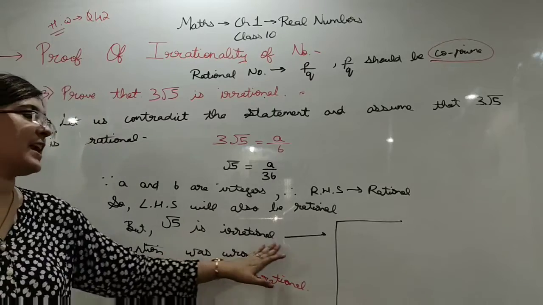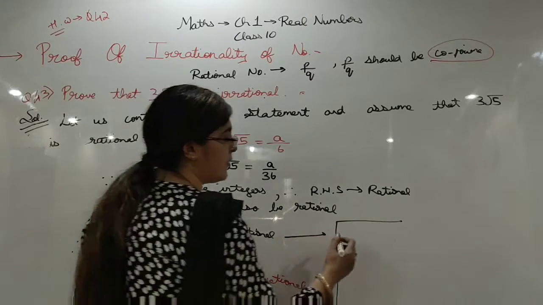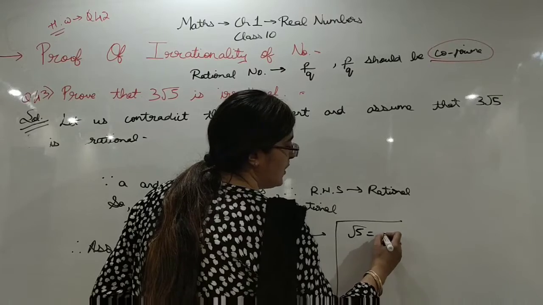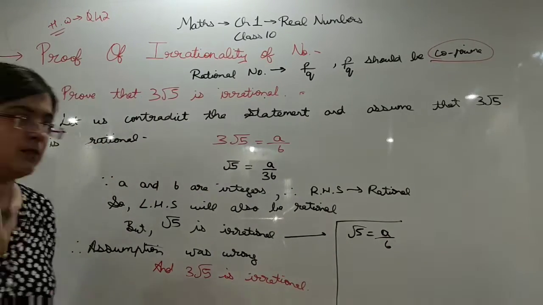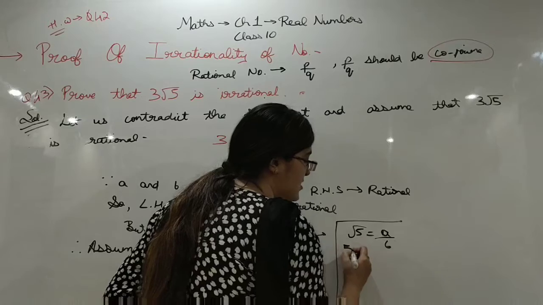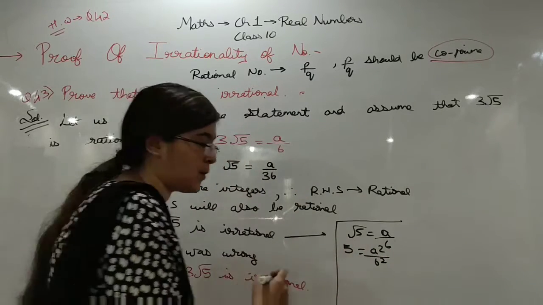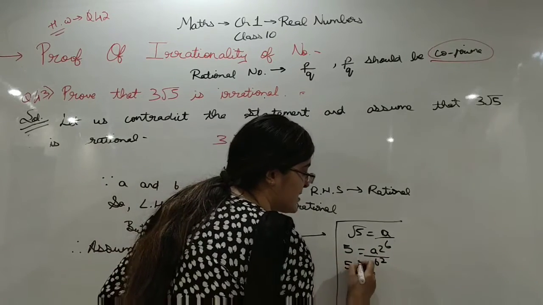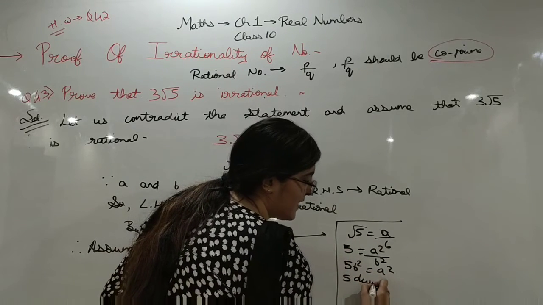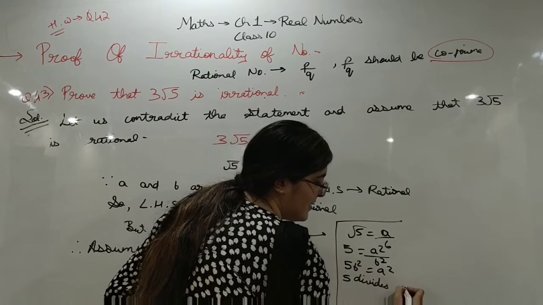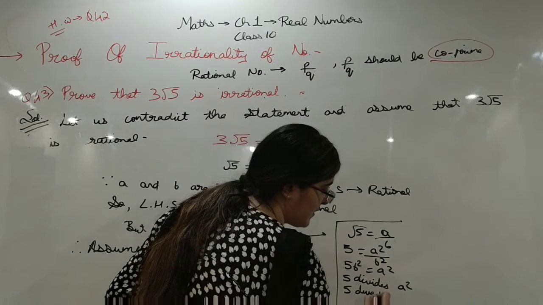Correct? To write this statement, you have to prove it again, by writing root 5 is equal to a by b. Okay, you have to do it. Then we will write, squaring both sides, 5 is equal to a square upon b square. Now 5b square is a square. That means 5 divides a square, or 5 divides a.